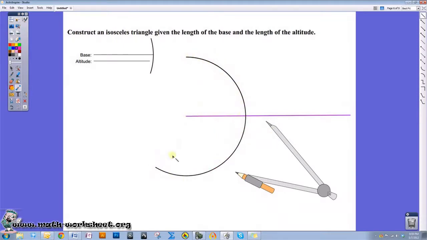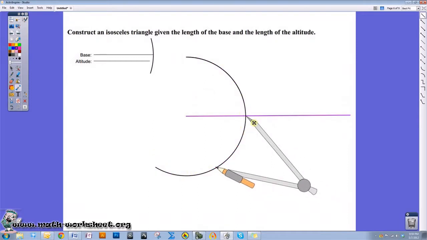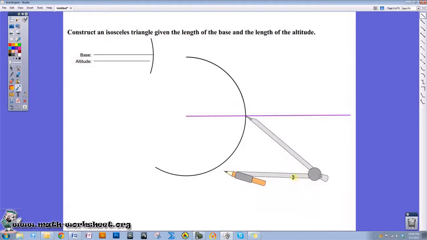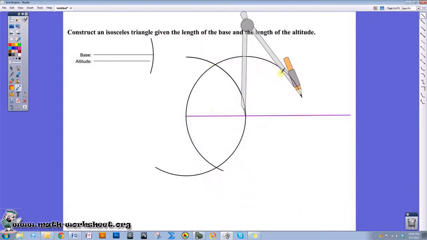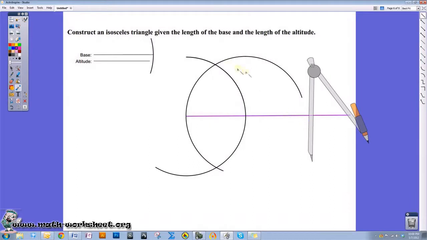The reason I made this big was I want to use this arc to make my perpendicular bisector. Okay, I haven't changed my compass setting, I'm just going to put the point at the point where that arc intersects. Pull it back. Alright. So if I draw a line through those 2 points, this line is perpendicular to the other one.